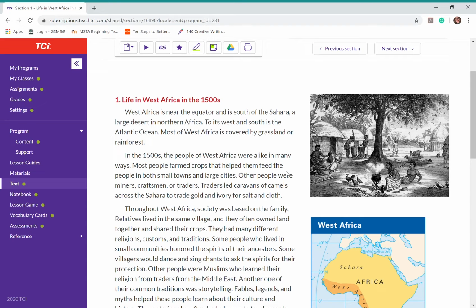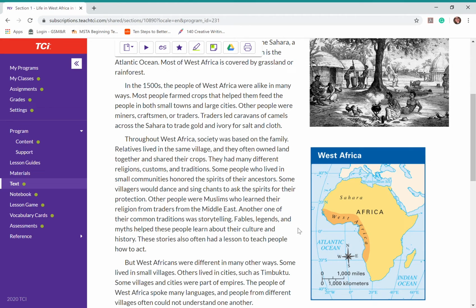And Europeans started traveling to West Africa. These Europeans wanted to trade with the people in West Africa. And they were like, yeah, we trade with people, that's fine. But unfortunately, they didn't just trade things, they started trading people. And on the next page, you're going to find out that this was kind of a common thing that people were already doing in West Africa.